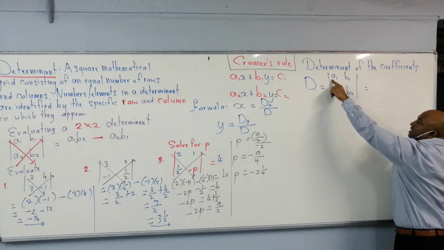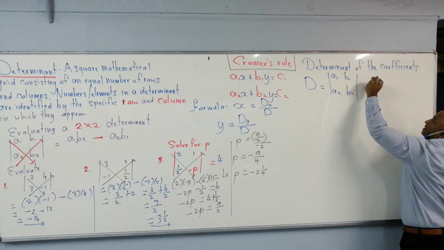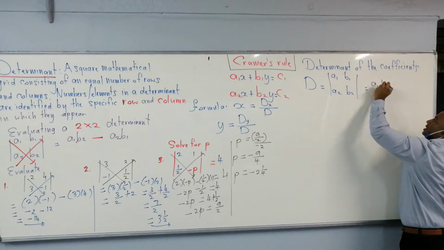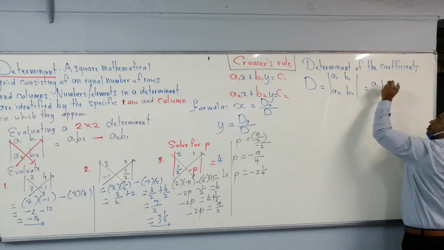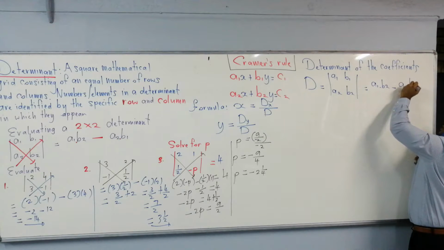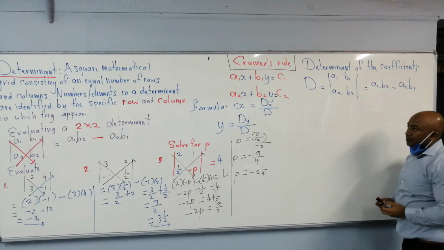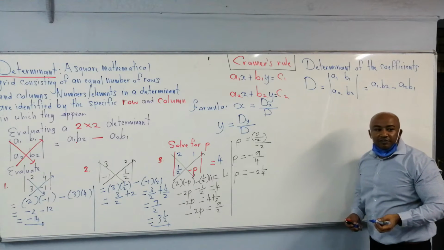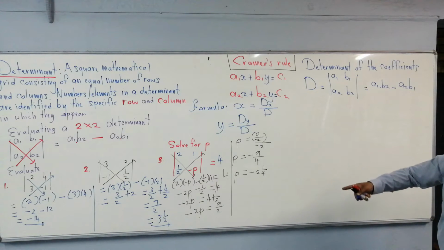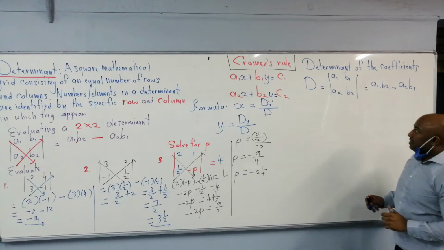So if I'm evaluating this, I'm going to go top, and then multiply in the diagonal, so that's going to be a1 times b2. Put down a minus sign, and then you go up, it's going to be a2 times b1. Now, that is D, the determinant of coefficients. Easy. Just copy down the coefficients of x and y, evaluate it.